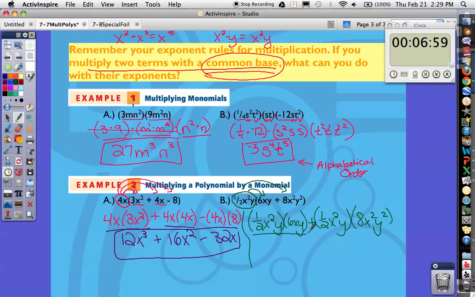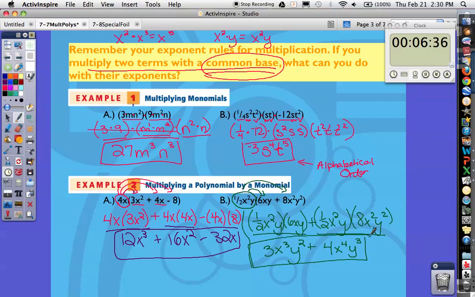This multiplication, multiply the coefficients, and I would get 3. Multiply the x's, x cubed, and multiply the y's, y squared. Plus sign, and now you're going to do these two together. 1/2 of 8 is 4. X squared times x squared is x to the 4th. And y times y squared is y cubed.